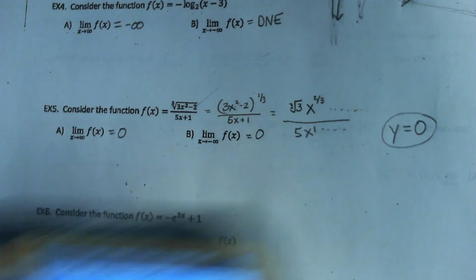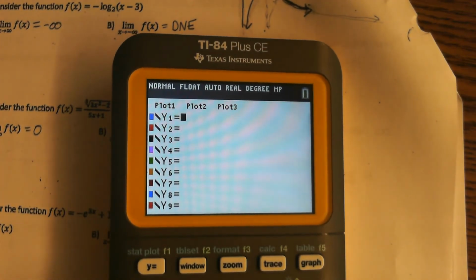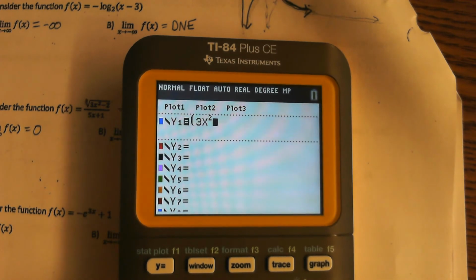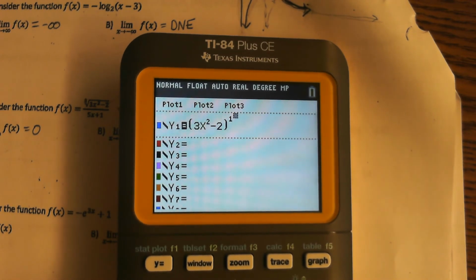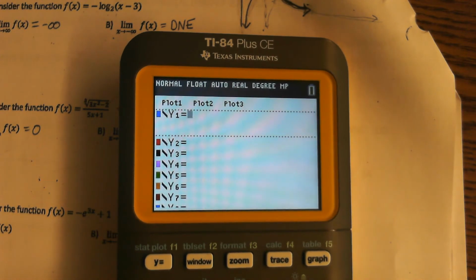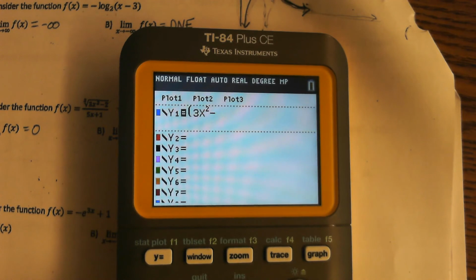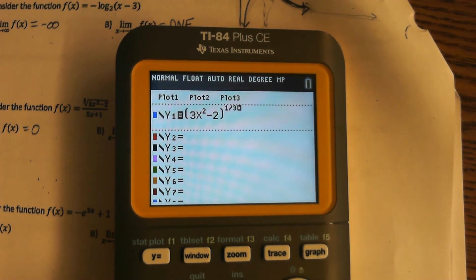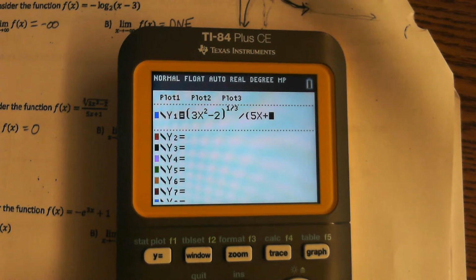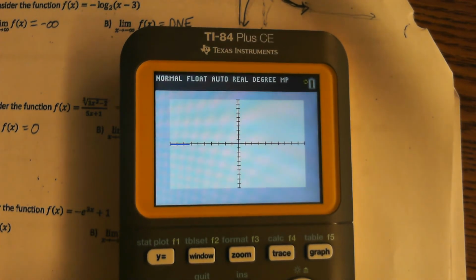I'm going to plug this in. So we have numerator 3x squared minus 2 to the 1/3 power, divided by 5x plus 1. And I'm going to start with a zoom 6. I have no idea what this graph is going to look like.